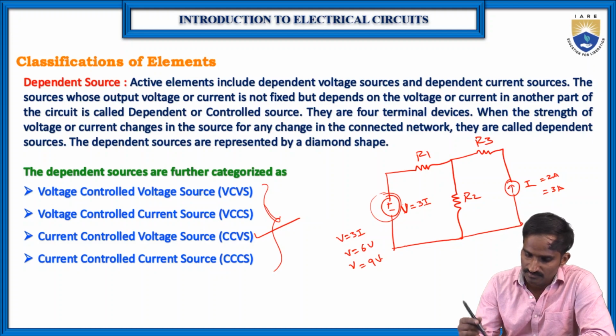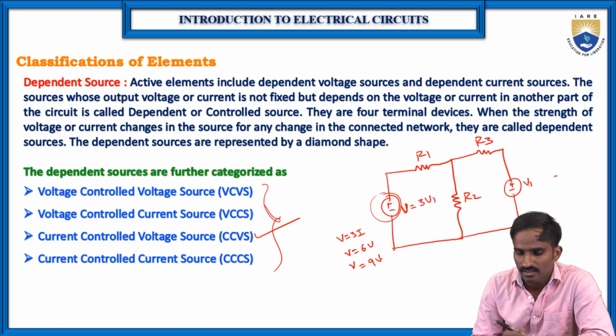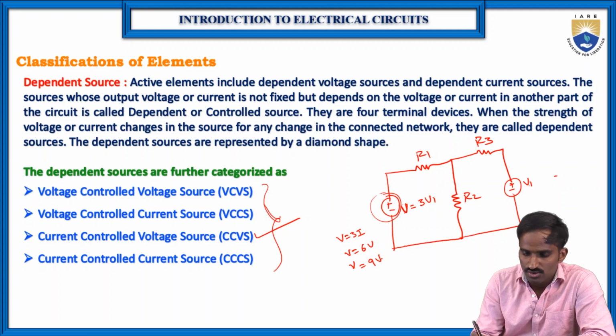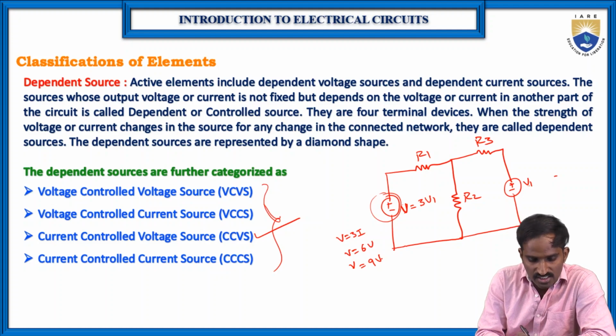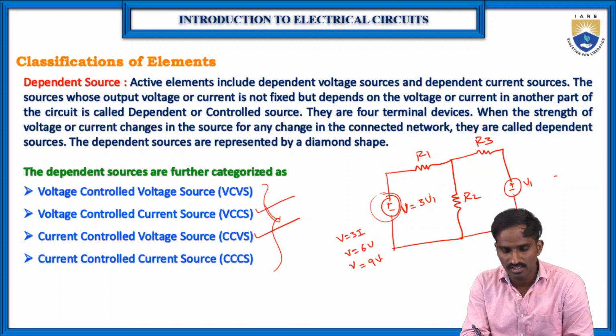Similarly, let us consider here, instead of the current source, let me put one more voltage source. Let us consider here it is some V1. Okay, then V is equal to, again let us consider, 3V1. Then the value of this voltage source depends on the value of another voltage source connected in another part of the circuit. Okay, so this voltage source is controlled by the other voltage source. So that's why it is a voltage controlled voltage source, because here the controller is voltage.